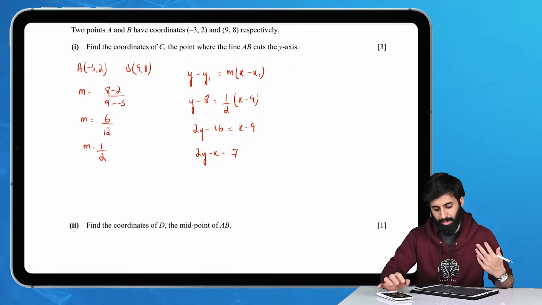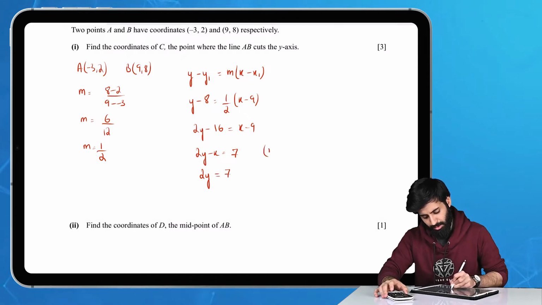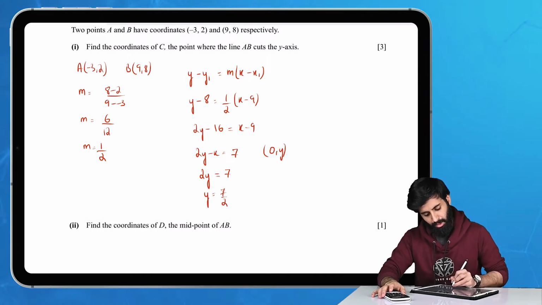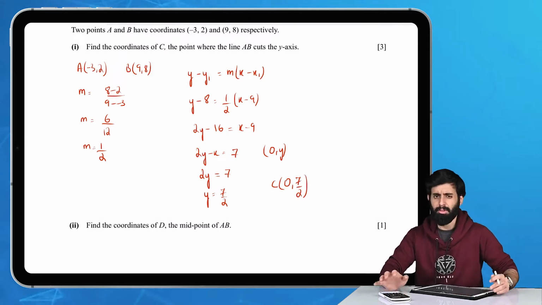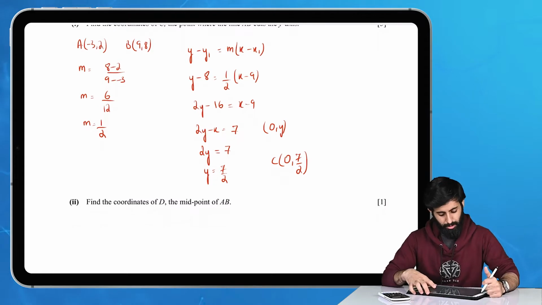But it's not the final answer. You want the point at which it cuts the y-axis, so that means x is going to be equal to 0. So basically this is what you're looking for, 0 comma y. Okay, so I plugged in 0 in place of x, which means y is equal to 7/2. And the coordinates of C are now going to be 0 comma 7/2. 7/2, of course, you can write as 3.5 or 3 whole 1/2, whatever you wish.